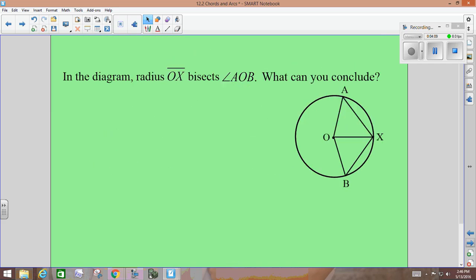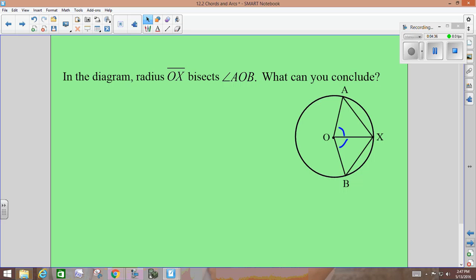This one's not on your notes. In the diagram, segment OX bisects angle AOB. Gracie, what's it mean to bisect an angle? Good. So then angle AOX is going to be congruent to angle BOX. Raise your hand if you can conclude anything else from that slide. Melissa.